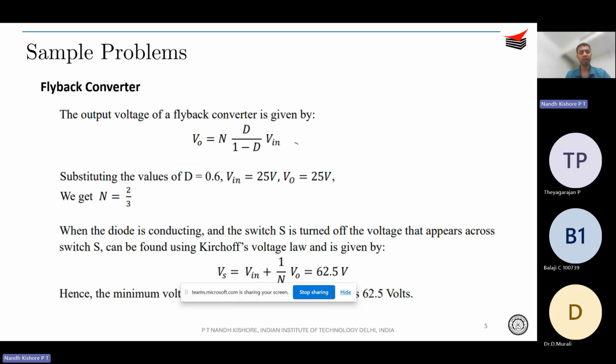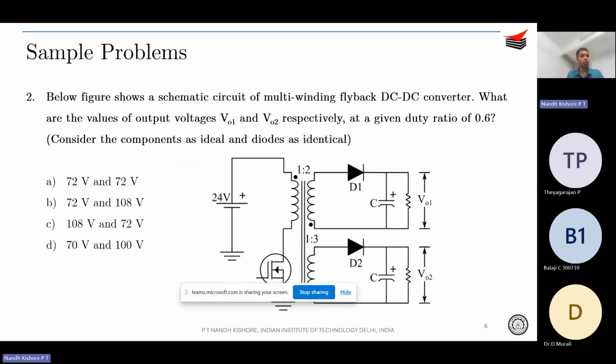If you have any doubts, you can write in the chat box, or of course you can unmute and interrupt. Okay, so we will go ahead with the next problem if this is fine. The figure below shows a schematic circuit of a multi-winding flyback DC-DC converter. What are the values of output voltages V01 and V02 respectively at a given duty ratio of 0.6?